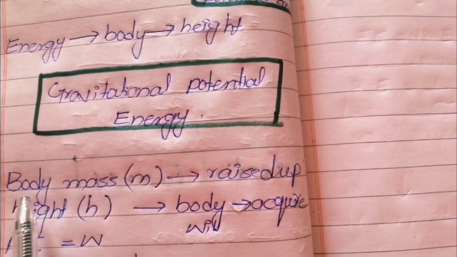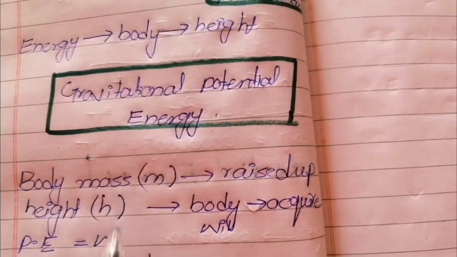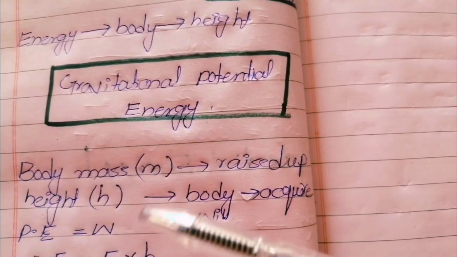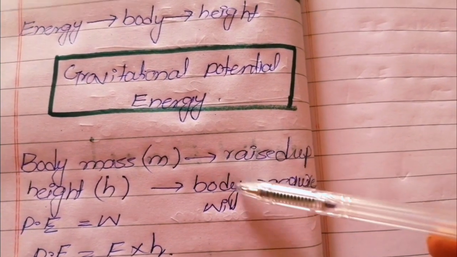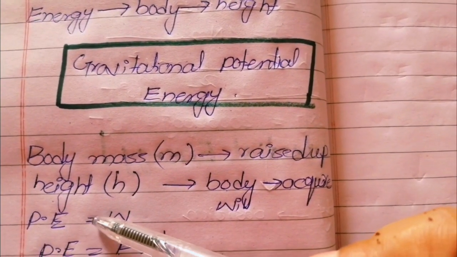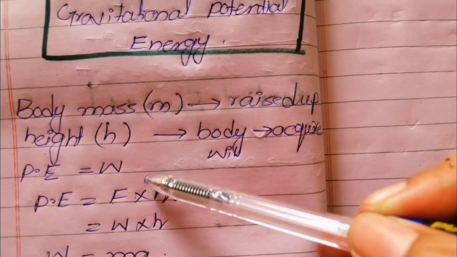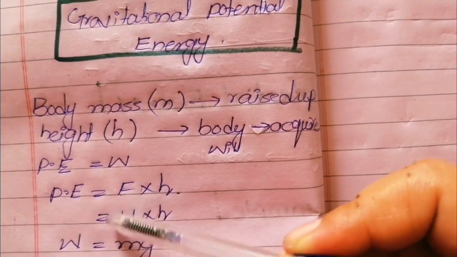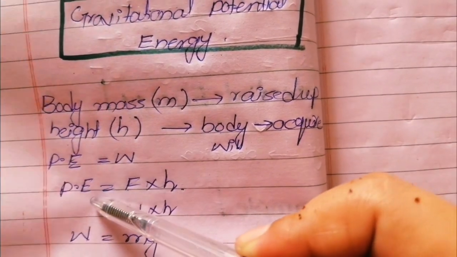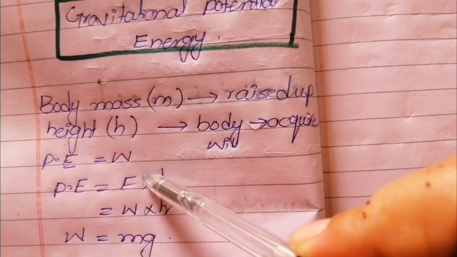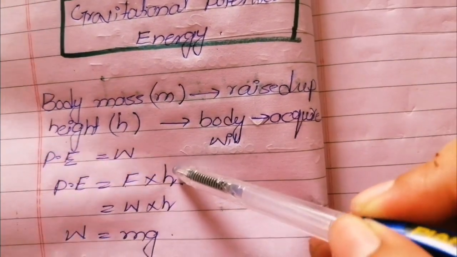So we will consider here a body of mass m raised up to some height h. If we have raised the body to some height, the body will acquire some potential energy inside it, and this potential energy will be equal to its work done. Potential energy is equal to F multiplied by h. This potential energy is produced in a body when we have applied a force on the body, and then the body has covered a distance in the form of height.